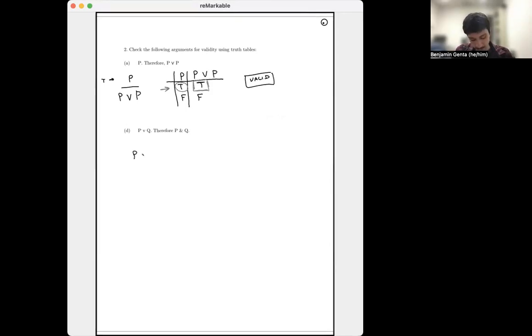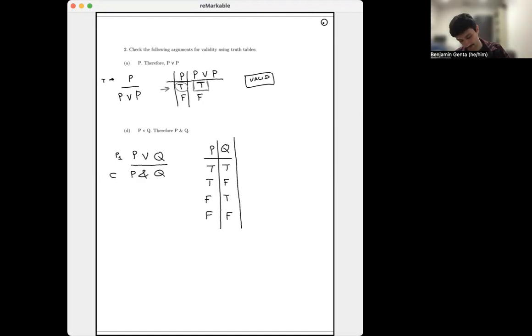What about the case where the argument is P or Q? That's the premise, and the conclusion is P and Q. Here we might be in a tougher position, because we have P and Q. It's not as easy as before. So let's put P over here and Q. And remember that we have 4 possibilities. P can be true or false, and we have every possible combination between the two.